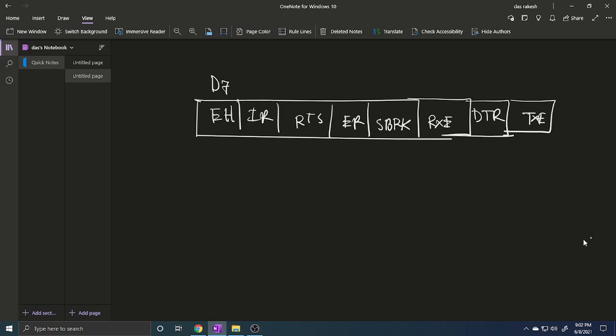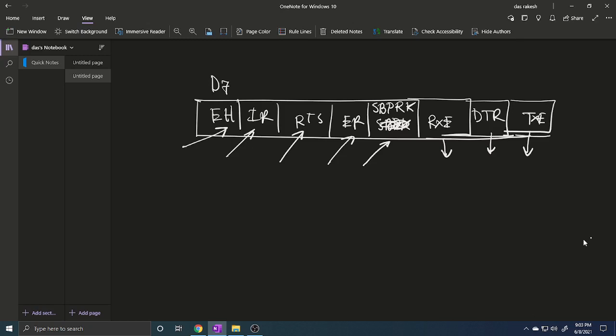Okay, now one by one we study them. First of all, EH is known as enter hunt mode. IR is known as internal reset. RTS means request to send, depending on whether the data buffer is empty or not. ER is error reset. SBRK means send break character. RXE means receive enable. DTR means data terminal ready. TXEN means transmit enable bit.